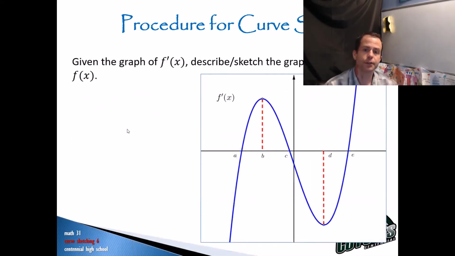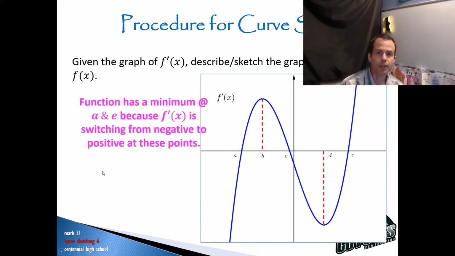Given the graph of the derivative of f of x, so this is not the original function, this is the derivative, we want to describe and sketch the original. We want to try and figure out what the original must have looked like. Okay, so here's some things I know. I know that the function has a minimum at a and at e, because that's where I'm switching from negative to positive in the first derivative, right? When I switch from a negative first derivative to a positive first derivative, I'm switching from decreasing to increasing, so I must have a minimum point there.